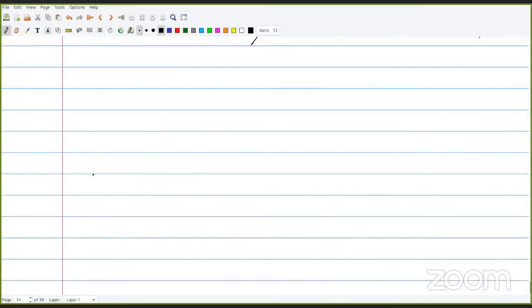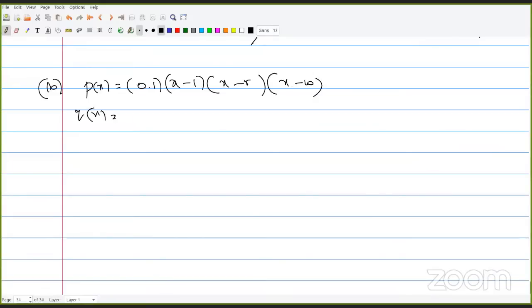Okay, let us take that question number 10 in the mock. There they have given two polynomials to us, where one is p of x is equal to, whatever I have written, yeah, p of x is equal to 0.1 times x minus 1 times x minus 5 times x minus 10, and some other polynomial q of x as 0.4 times x minus 1 into x minus 10.